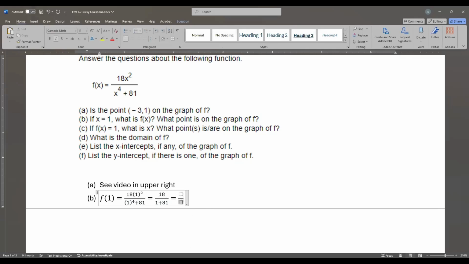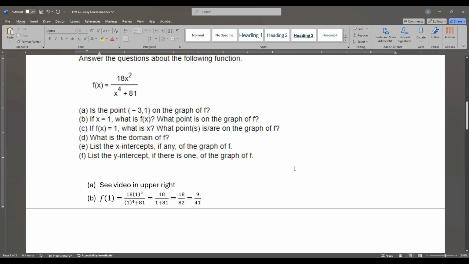Okay, so now I'm going to continue. I have 82 on the bottom and 18 on the top. However, if I typed this in, this would be incorrect because I have to simplify the fraction. Okay, so they're both even numbers on the top and bottom. So I'm going to divide by 2 on the top and bottom of the fraction to get 9 and 41. Okay, so this would be my output when I plug in 1.